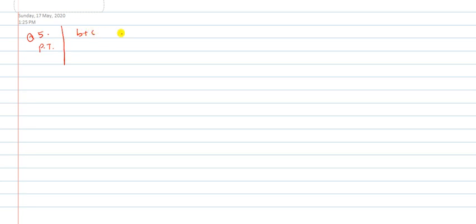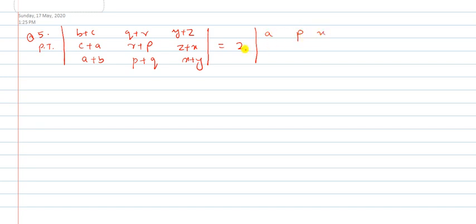this one is B plus C, this one is Q plus R, and this one is Y plus Z. Second one, this is C plus A, this one is R plus P, and the third one is Z plus X. Next it is A plus B, and this one is P plus Q, and third one is X plus Y. I have to prove this one is 2 times this is A, P, X, B, Q and Y, and third one is C, R and Z.